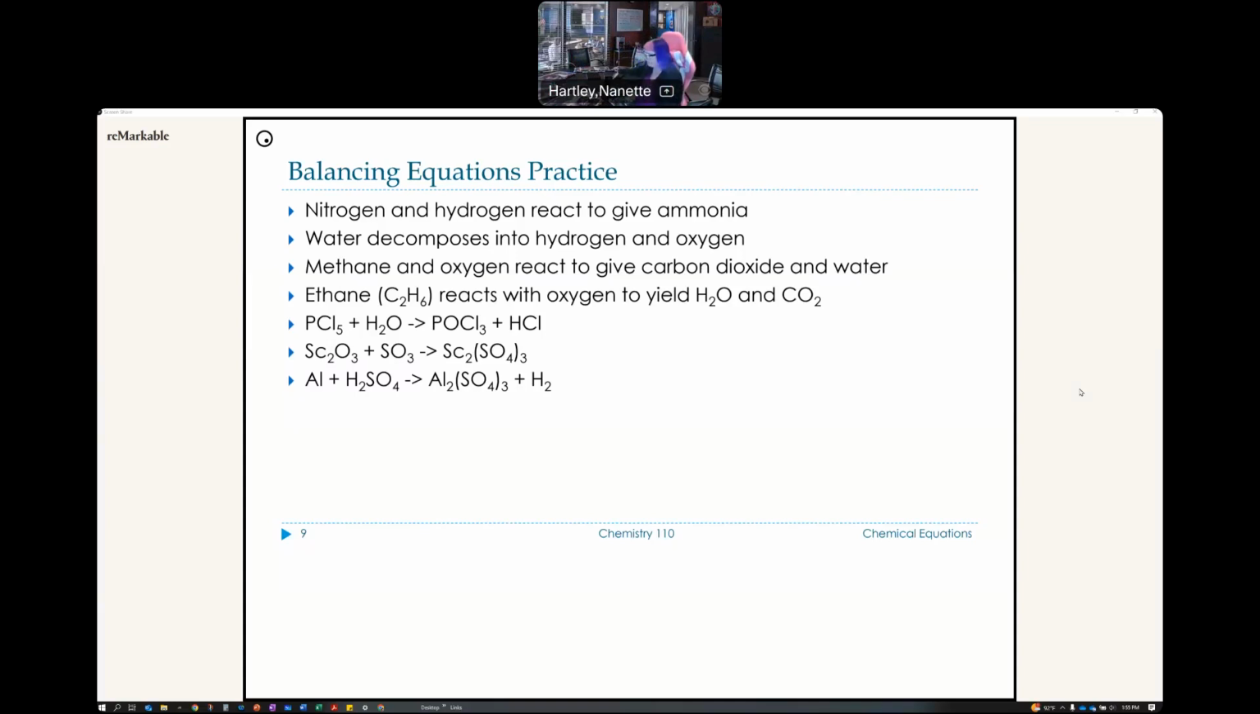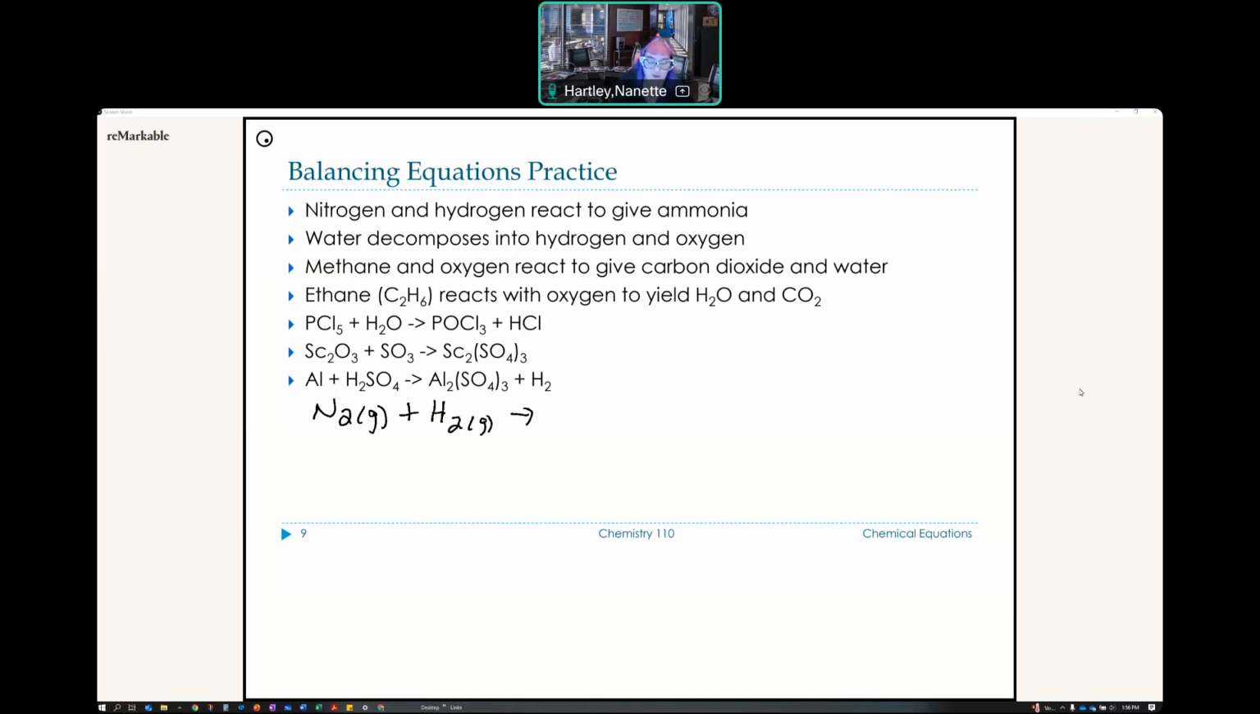I want to talk about nitrogen and hydrogen reacting to give ammonia. Now, nitrogen is N, but it's one of those things that appears as a diatom, so it's going to be N2. It happens to appear as a gas naturally, so it's N2 gas. Hydrogen, H, is one of the naturally occurring diatoms, so it's H2. It also appears as a gas. They react and give me ammonia.